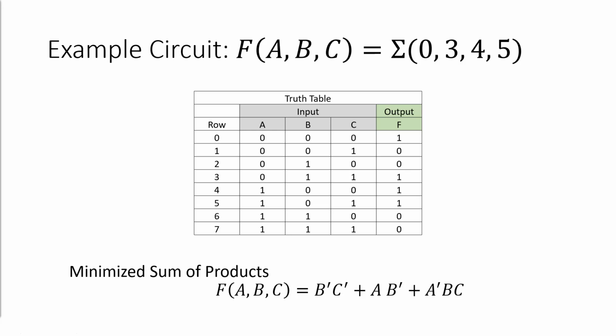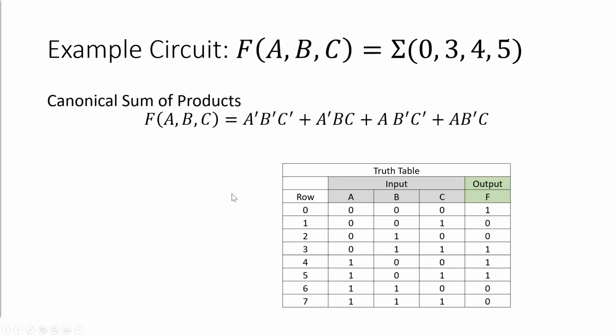Also, then what we'll do is we'll go ahead and create a schematic for the canonical sum of products. So in your lab, you will be creating the same thing, a canonical sum of products and the canonical product of sums. And so here again, we have the same circuit equation, the same truth table.